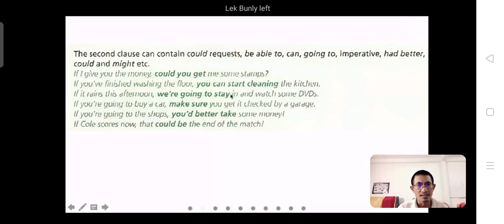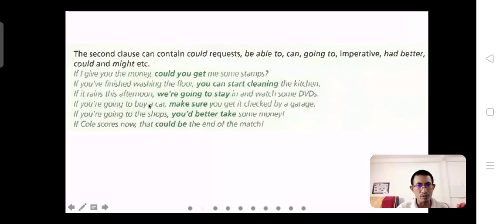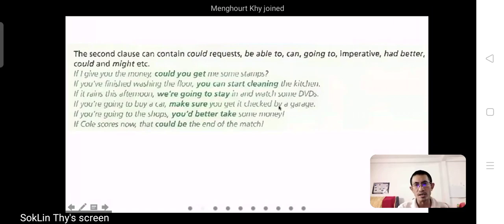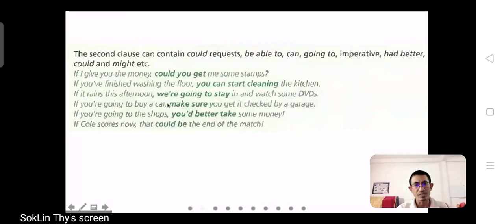If it rains this afternoon, we are going to stay in and watch some DVDs. You see, the future meaning. We are going. Another one. If you are going to buy a car, make sure you get it checked by a garage. That's called an imperative sentence, without any subject at all before make. Make sure you get it checked by the garage. Get it checked. What do we call this sentence? Get something done.